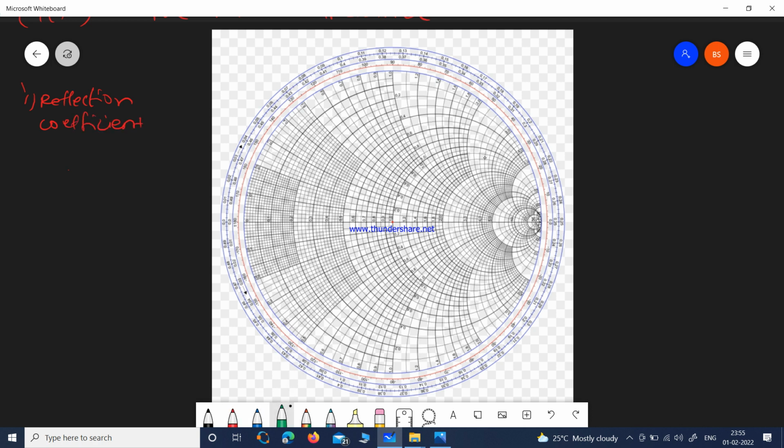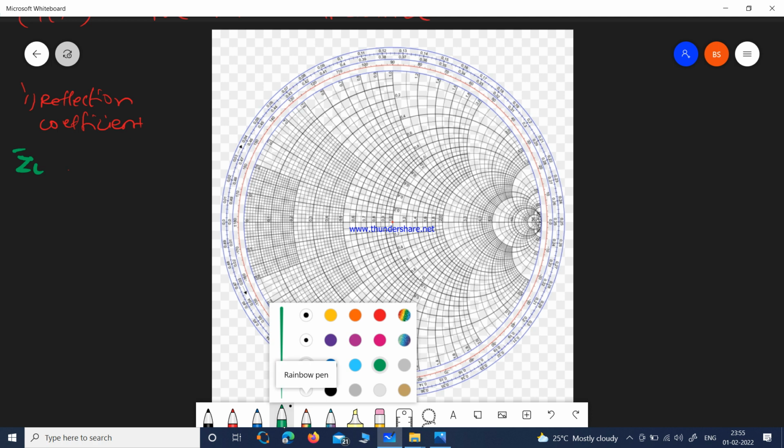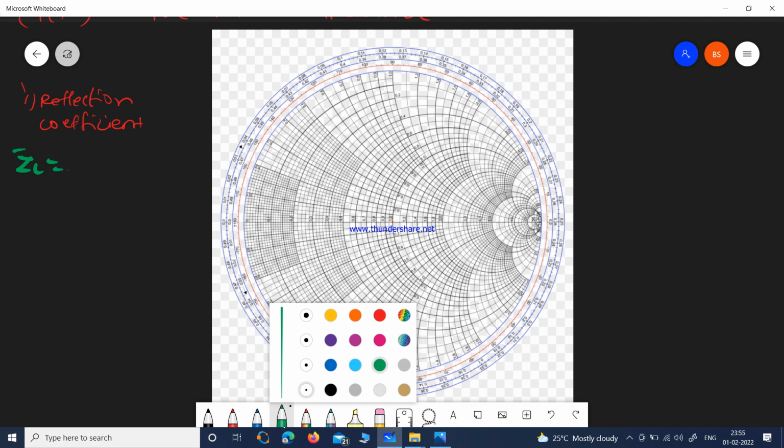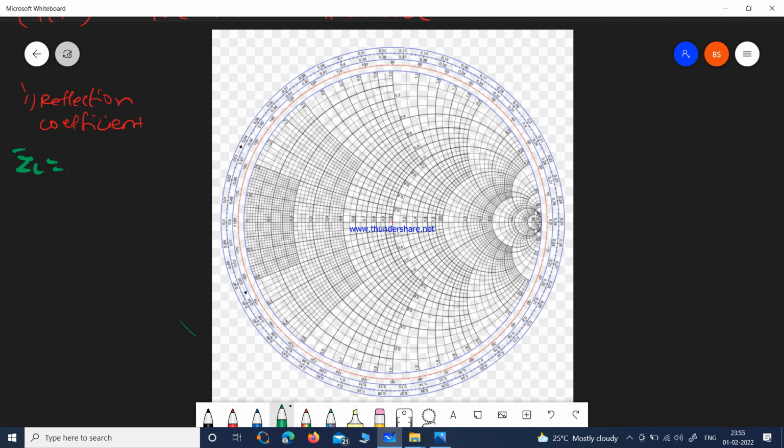Okay, so we want to go with the normalized impedance ZL dash, which is given by load impedance divided by characteristic impedance. The load impedance is given in the question as 60 plus J40 and the characteristic impedance is 50 ohm. By simplifying this, we are getting 1.2 plus J0.8.